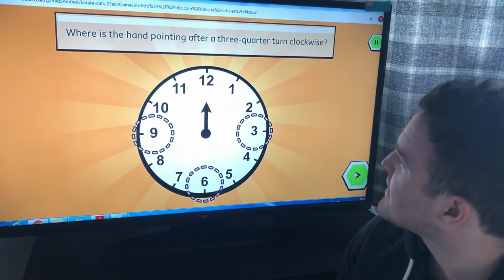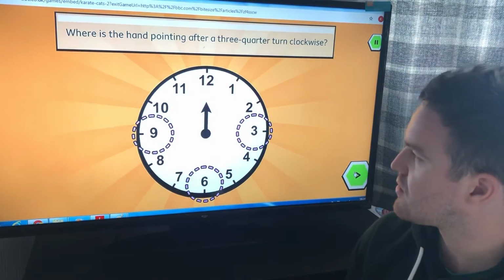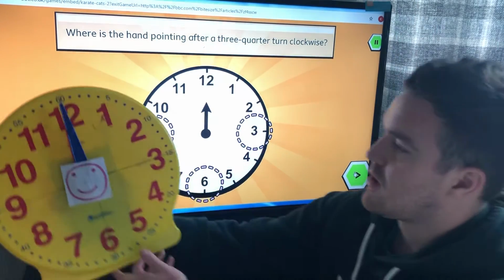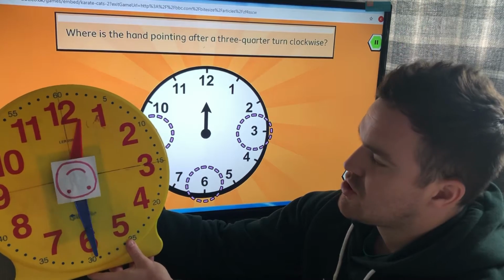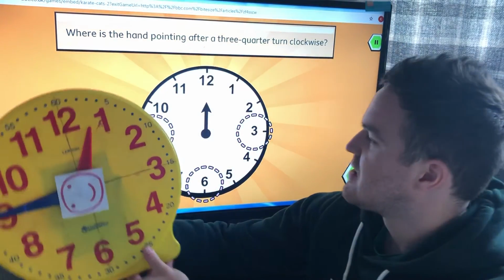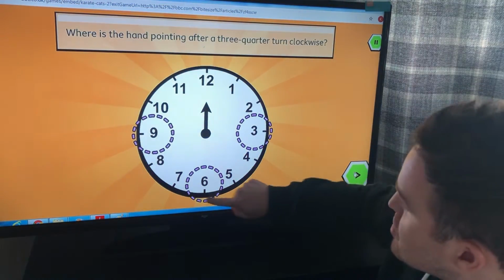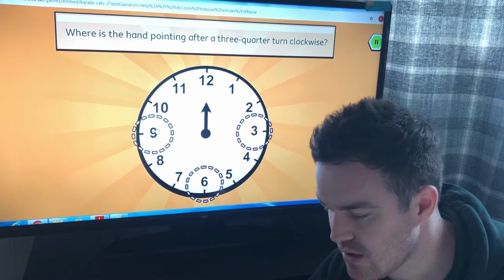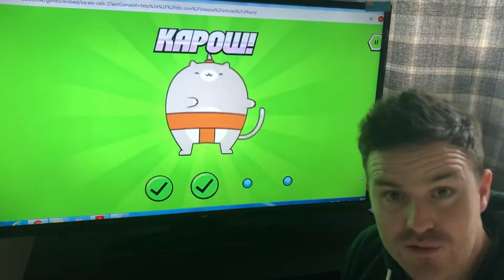Where is the hand pointing after a 3/4 turn clockwise? So I'm going to use my clock for this one. 3/4 turn clockwise. So 1, 2, 3. I should be pointing at 9. Let's just double check that. 1, 2, 3. 3/4 turn clockwise should take me to 9. Super. Well done if you noticed that at home.